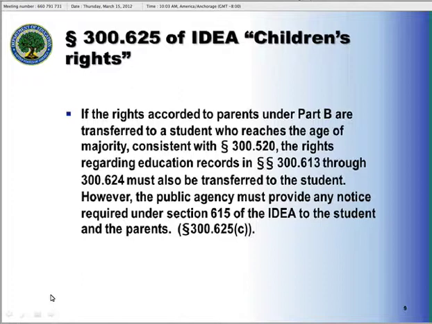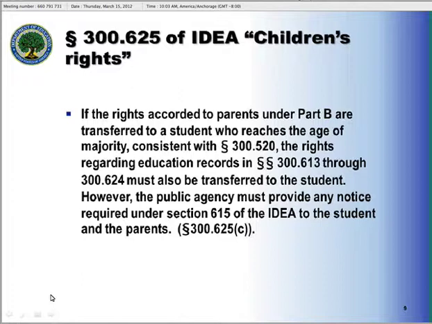Under the IDEA, states are permitted, consistent with 34 CFR Section 300.520, to transfer all rights accorded to parents under Part B of the IDEA to children with disabilities when they reach the age of majority under the state law that applies to all children, except as noted in Section 300.520. If the state elects to transfer these rights, confidentiality of information rights also transfer.